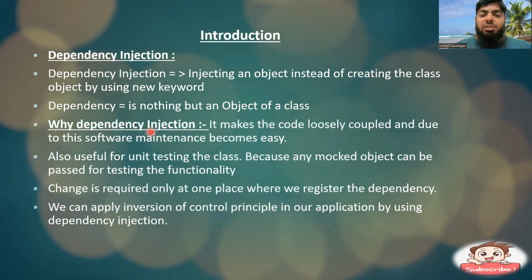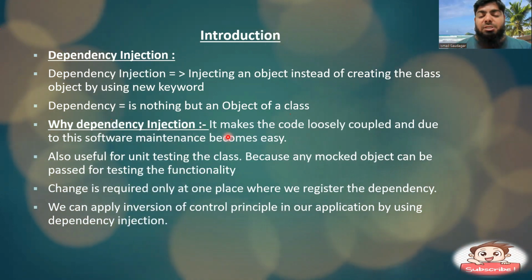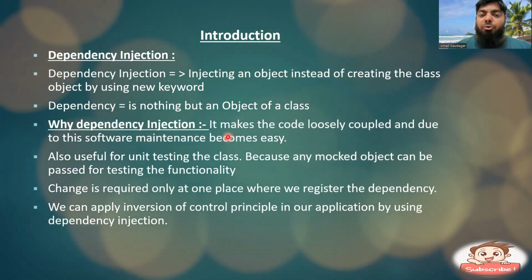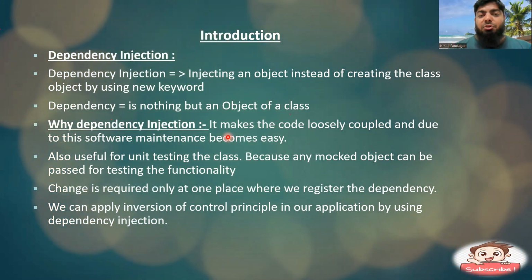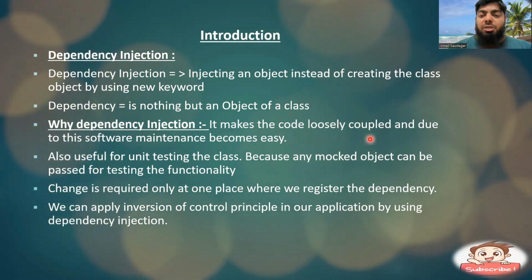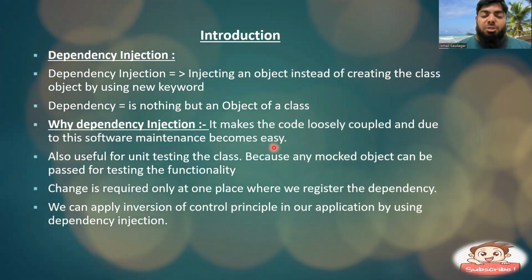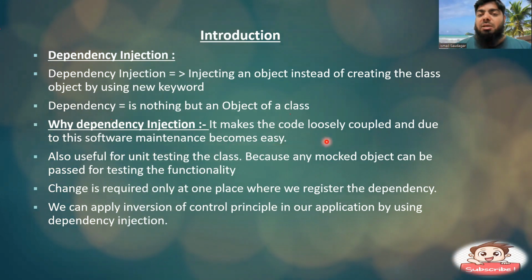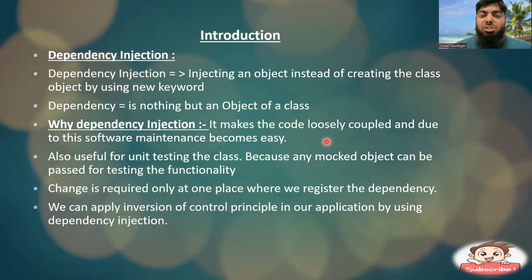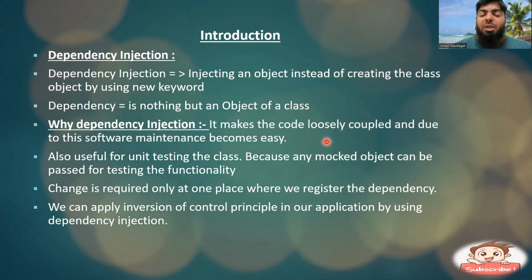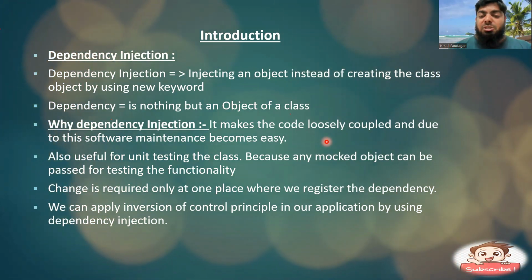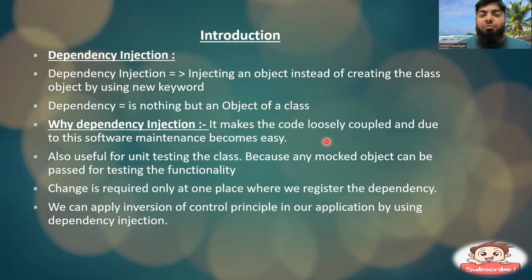Now, why dependency injection? Why are we going to use it? It is an important question, because we already have a method of creating the object by using the new keyword. Because of dependency injection, the code becomes loosely coupled, and due to this software maintenance becomes easy. Loosely coupled means the classes are not dependent on each other, and because of this, if any change occurs in the code, there will not be very many changes. So it is very good for maintenance purposes.